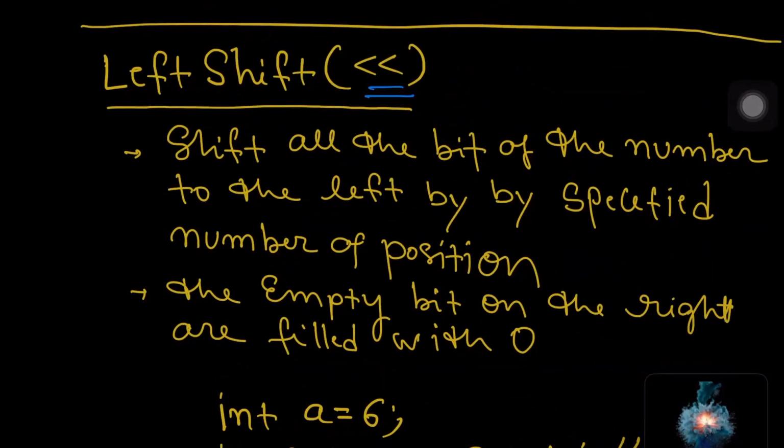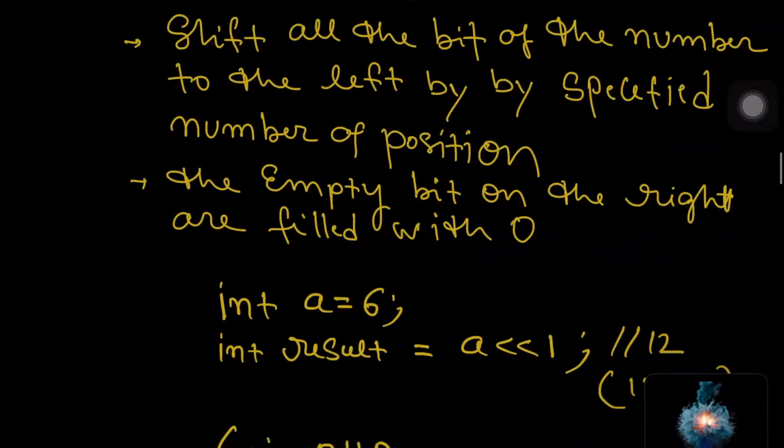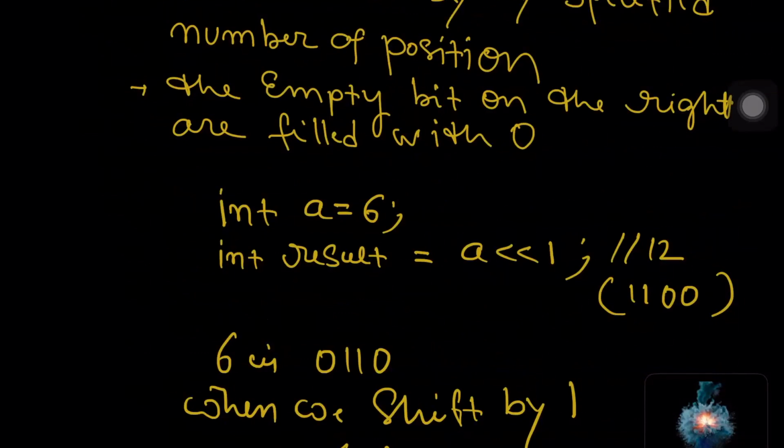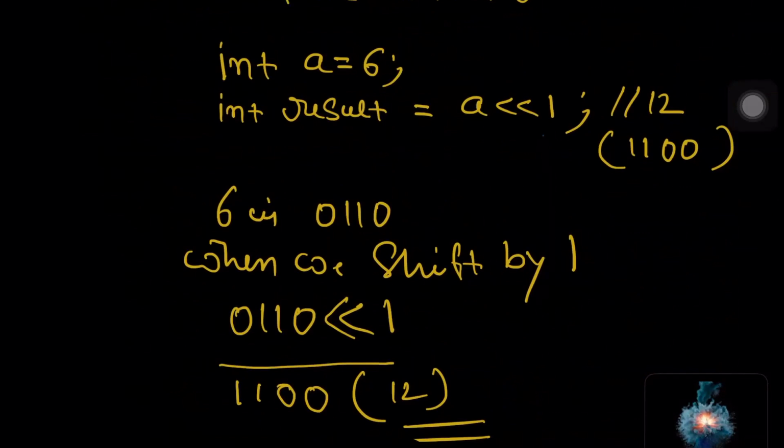So the left shift operator shifts all the bits of the number to the left by a specified number of positions. Let's assume int a equal to 6. Now it's saying a left shift by 1. It means shift your bits by one position towards the left. Okay, so we'll see what exactly it is saying. Now we'll take this expression. We have 0110.